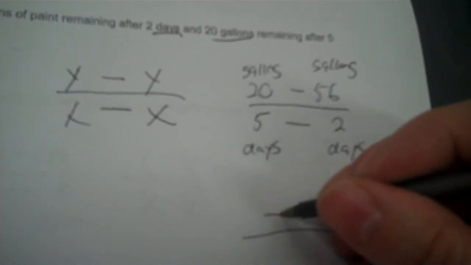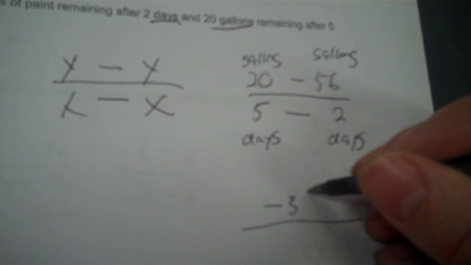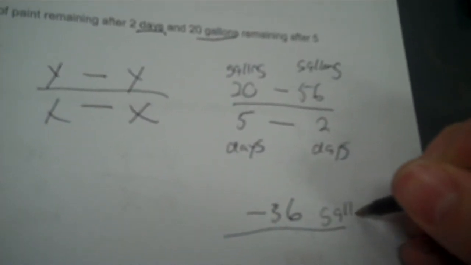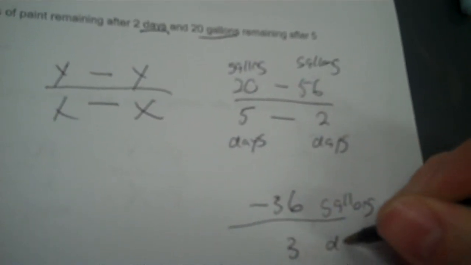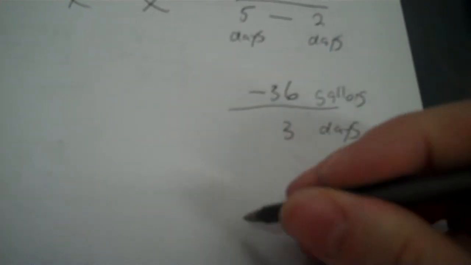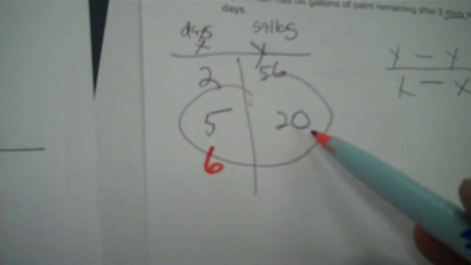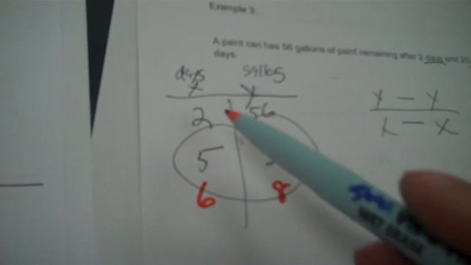That's okay, so negative 36 gallons, and then 5 minus 2 is 3 days. So now I divide, it's negative 12 gallons per day. So again, what that means, if there was a 6th day, then I would take away 12 from 20. That's why it's negative. So 20 minus 12 would be 8. Okay, so that makes sense because 2, 5, 6, 56, 28.